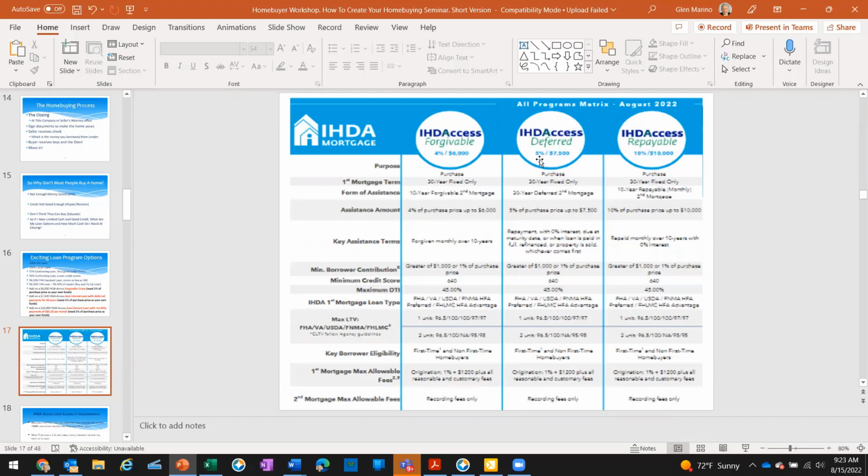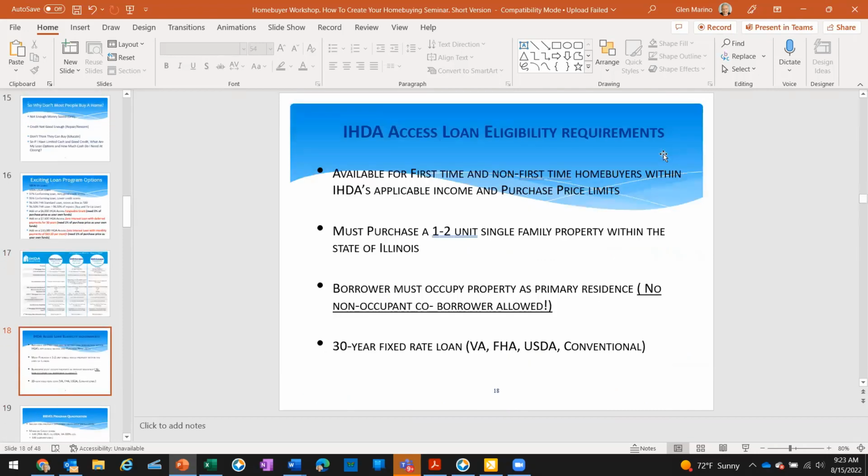Again, the second one, the no interest deferred payments for 30 years, the $7,500 no interest loan, it's a max of 5% of the purchase price. So again, if they buy something for $150,000 or more, which is most of our clients, they get $7,500 and there's no payments until they typically sell the house. Lastly, it's 10% of the purchase price up to a max of $10,000. So if they buy a house for $100,000 or more, they get the full $10,000, no interest, and they must pay $83.33 a month in repayment.